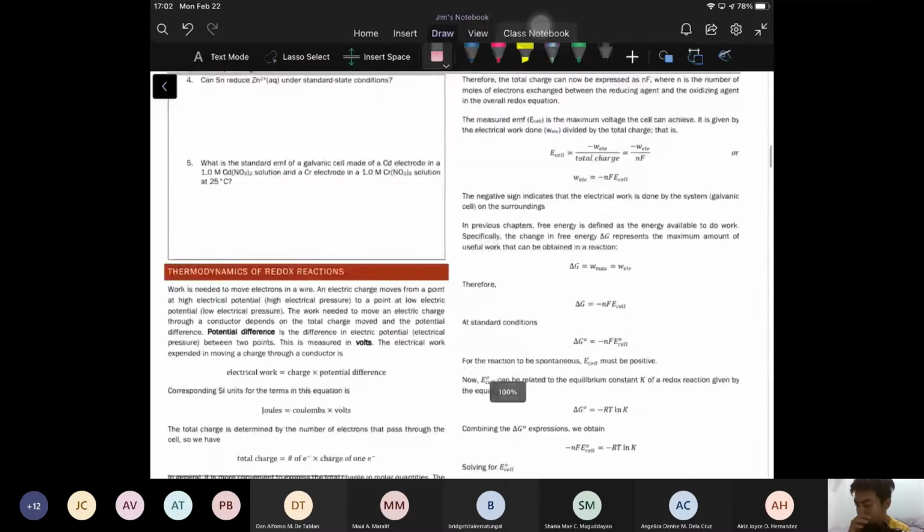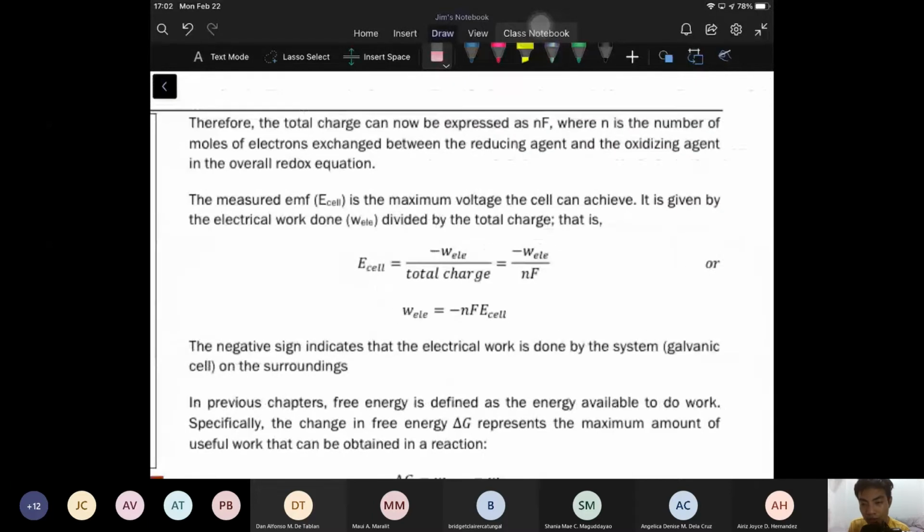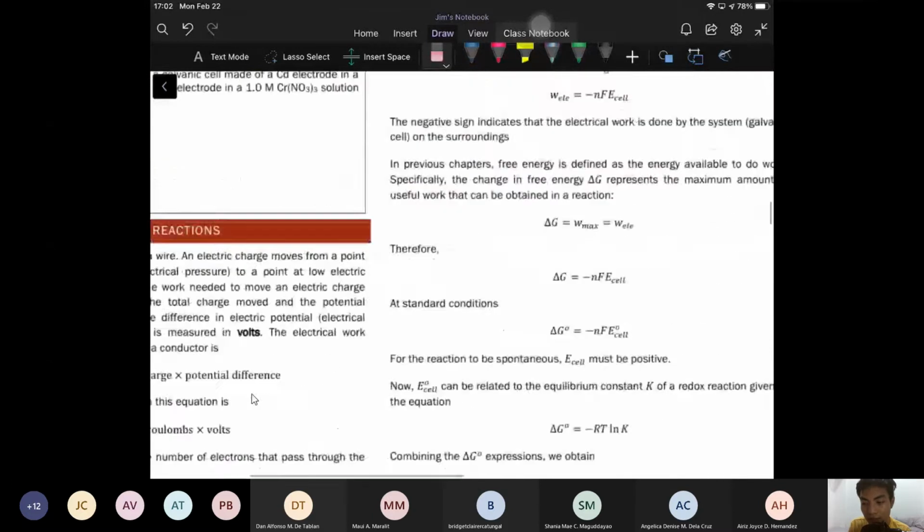Okay? So in equation form na, the electrical work in our electrochemical system will be negative nFE. When you multiply n and F, you get the charge. So, ano yung n? Ito yung moles of electrons. Ano yung F? Ito yung Faraday's constant. So, ano po yung value ng Faraday's constant? Nakalagay dito: 96485 coulombs per mole of electron.